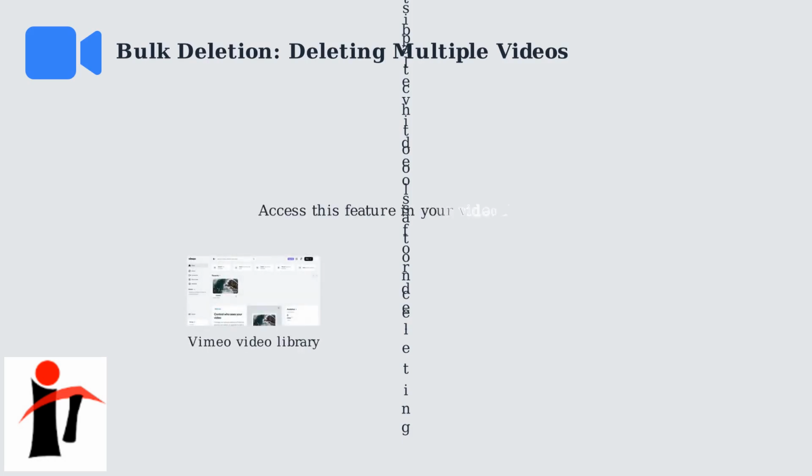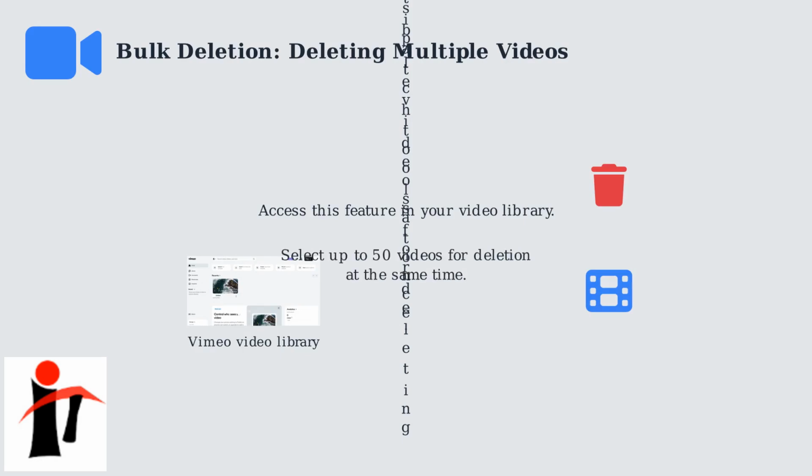Vimeo offers batch tools for deleting multiple videos at once. You can select up to 50 videos for deletion at the same time. This feature can be found within your video library, allowing you to efficiently manage and remove outdated or irrelevant content. This tool was introduced in 2024.